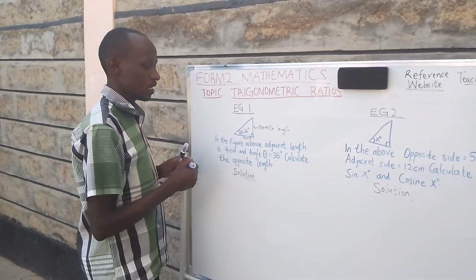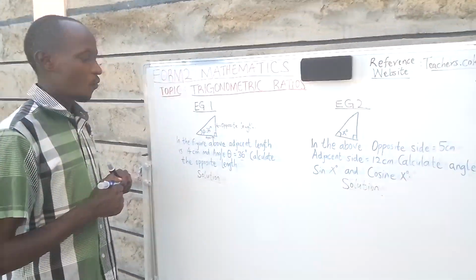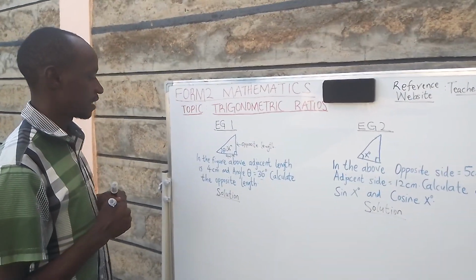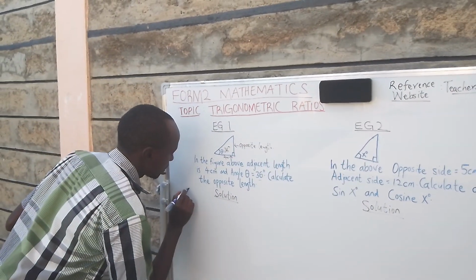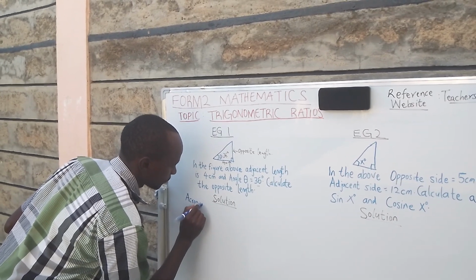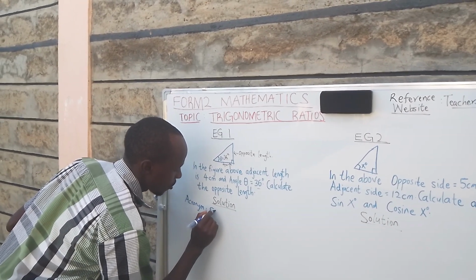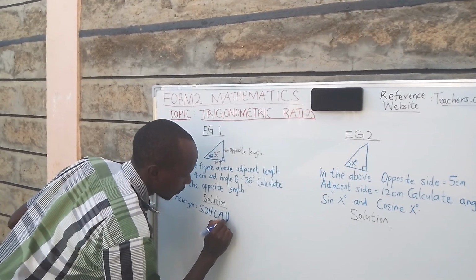When we are dealing with the adjacent side and the opposite side, we use the tan. Remember our acronym that we learned, which is SOH CAH TOA.